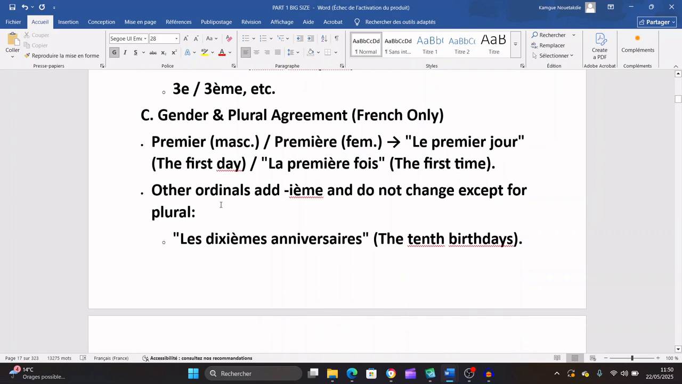Other ordinals add ième and do not change except for plurals. For example, you have les 10e anniversaires, the 10th birthdays. So you add the s when it's plural. In English, there is no change, but in French, when it's plural, you have to add the s at the end.